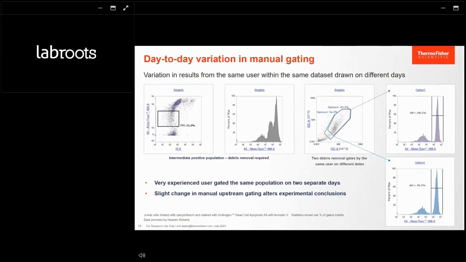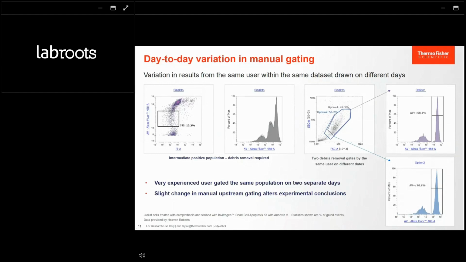And finally, the subjectivity of manual gating methods. This is one of my favorite slides. My colleague Kevin Roberts shared this with me. She's a very experienced user, and she decided to look into the variation inherent in her own manual gating methods. She actually collected this data. Jurkats treated with camptothecin, stained with a dead cell apoptosis kit, annexin V. She drew option 1, the first population, on one day, and then came back to a new copy of the data set and drew option 2 and gated the same population. Then she overlaid the plots to see how close she was to her original gate.